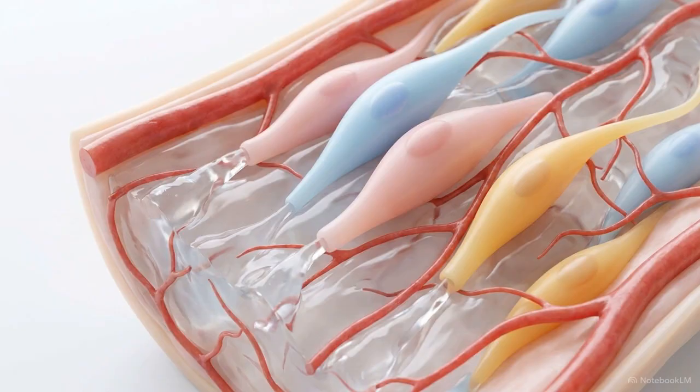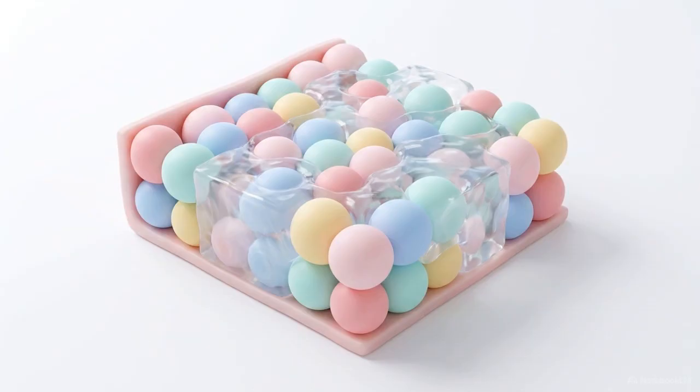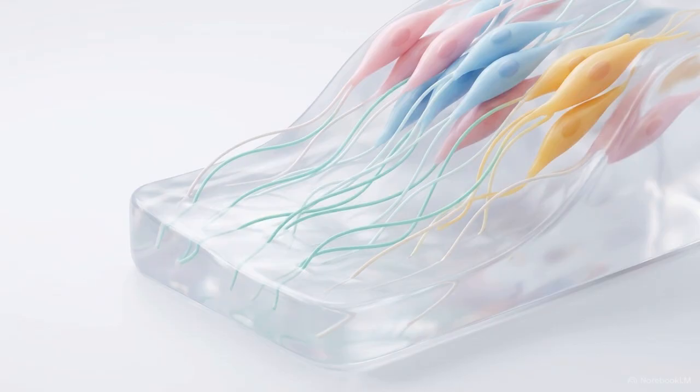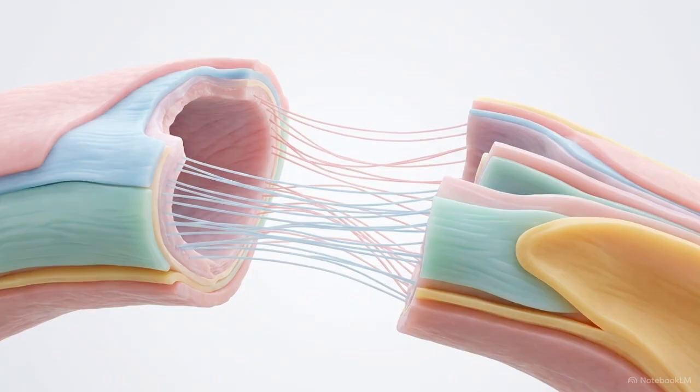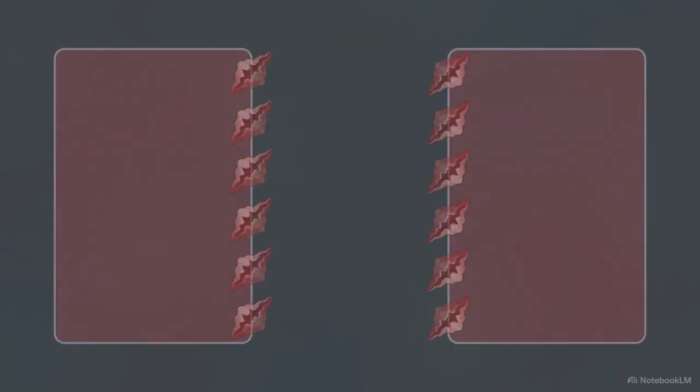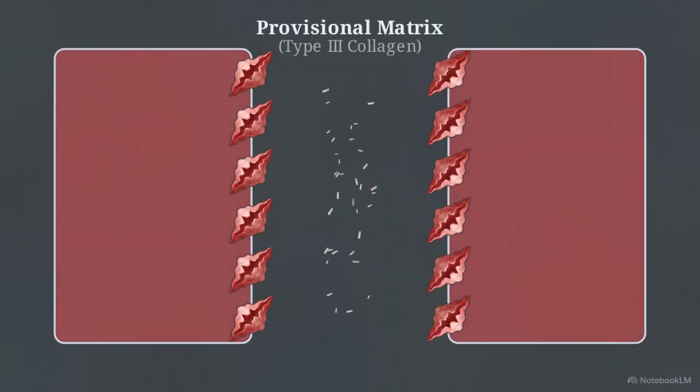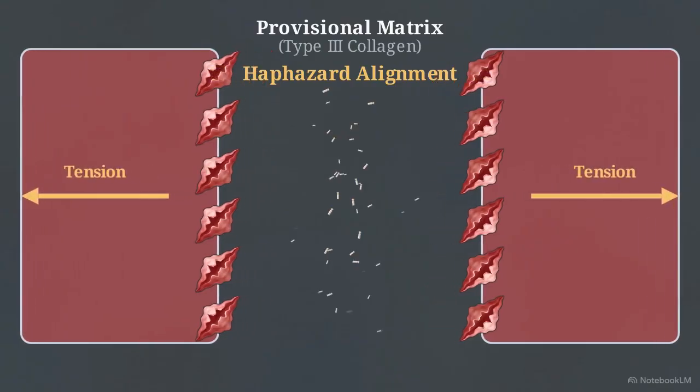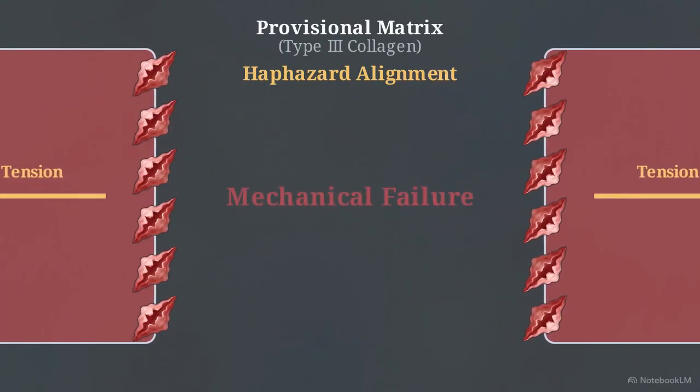The fibroblasts first secrete a dense ground substance, composed primarily of hyaluronic acid and chondroitin sulfate, acting as a gelatinous filler to space out the incoming cells. Following the ground substance, the fibroblasts begin depositing type 3 collagen, actively bridging the physical gap in the capsule to restore basic continuity to the tissue. However, this early type 3 collagen is laid down completely haphazardly. Because the fibers lack alignment, this provisional matrix possesses minimal tensile strength.